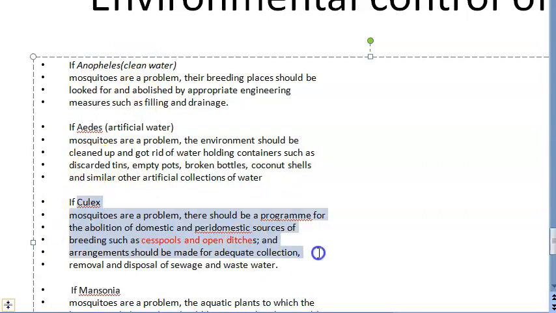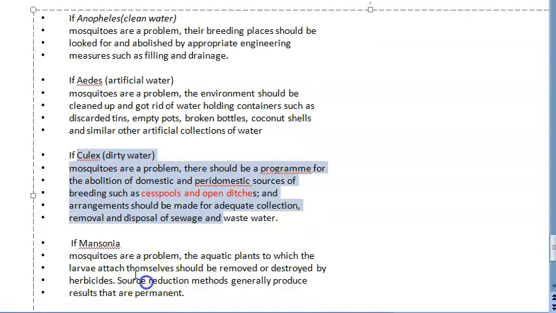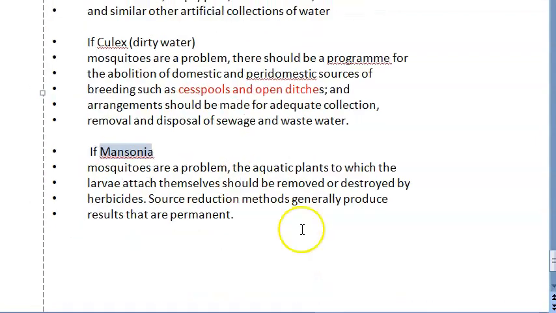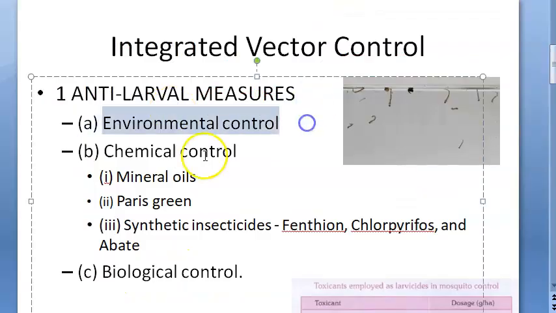Then coming to Culex. Culex, what it needs? It needs dirty water. So what will you do? Dirty water means open ditches, cesspools, everything. You can make sure that you don't keep any dirty water. Okay. For Mansonia, they are saying that aquatic plants to which the larvae attach themselves should be removed and destroyed with herbicide. So these attach to some plants, looks like. So you'll have to remove those plants. Okay. So in environment control, we finished looking at each type of mosquito.